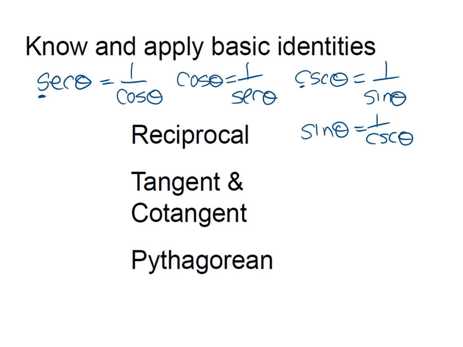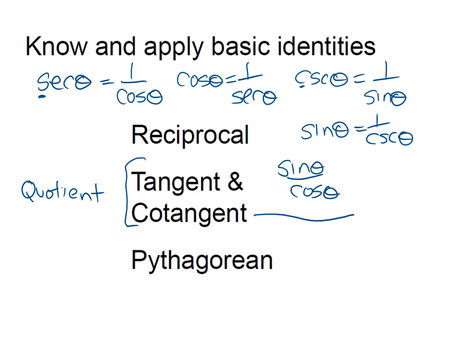All right, our tangent and cotangent identities, and they are also called our quotient identities because they are a quotient, one thing divided by another. Tangent is sine theta over cosine theta, and cotangent is the reciprocal of that. They are reciprocal functions of each other. This is cosine theta over sine theta.